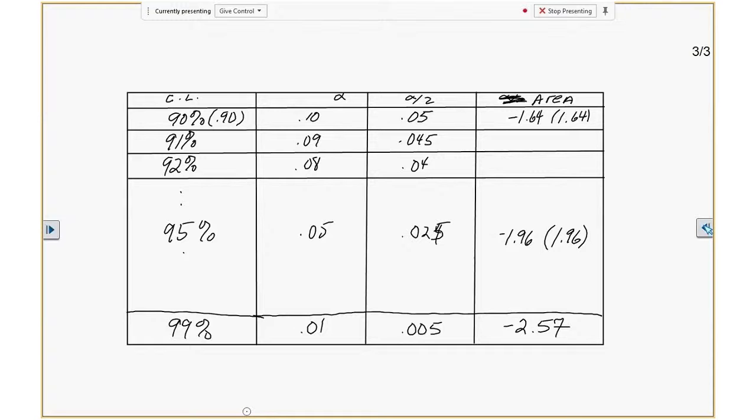Now, that column over there where I've got to put area, change that to Z-score. I got it backwards while I was drawing it, sorry.